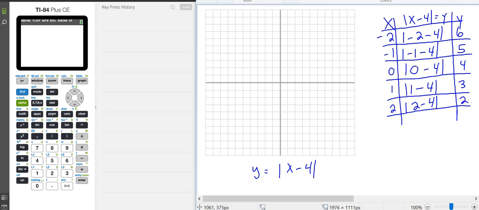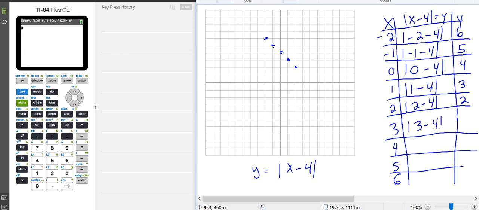So let's graph these coordinates. Negative 2 comma positive 6. Negative 1 comma 5. 0 comma 4. 1 comma 3. 2 comma 2. Now notice we only have half of our V. We only have the left side of the V. So we're going to have to keep on going and plug in more positive x's to get the other half. So let's plug in 3, 4, 5, and 6.